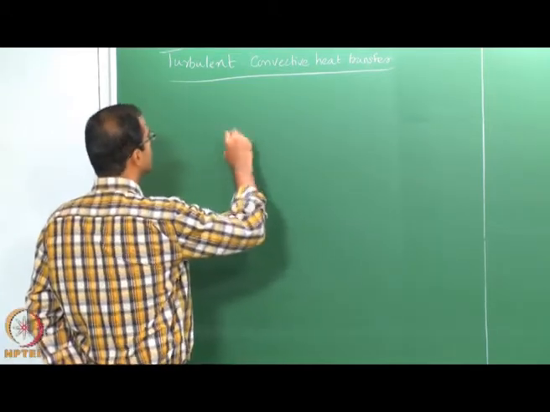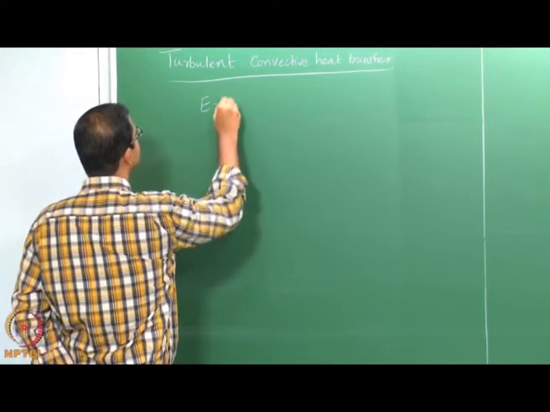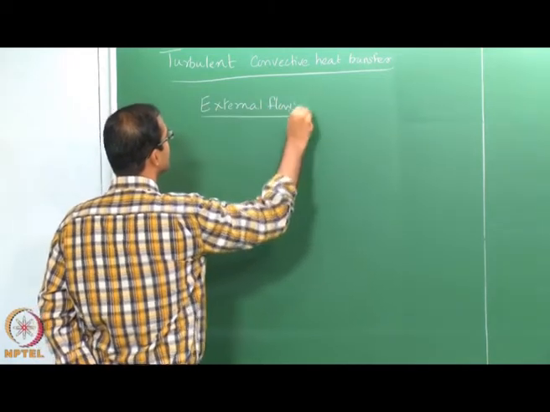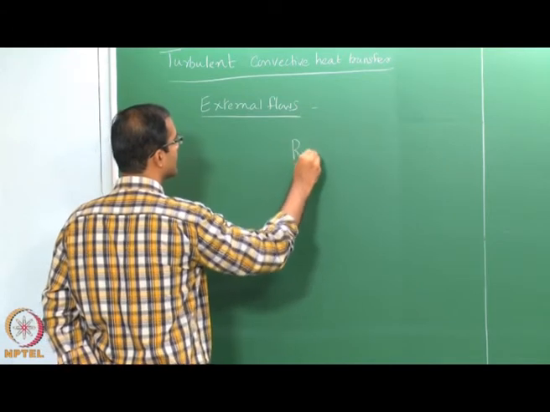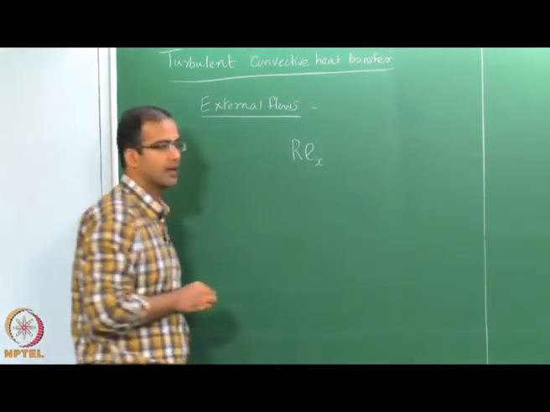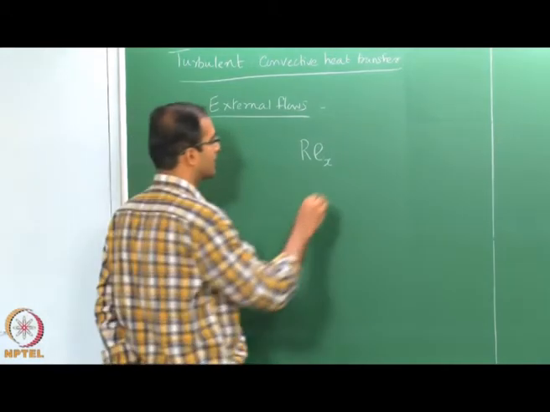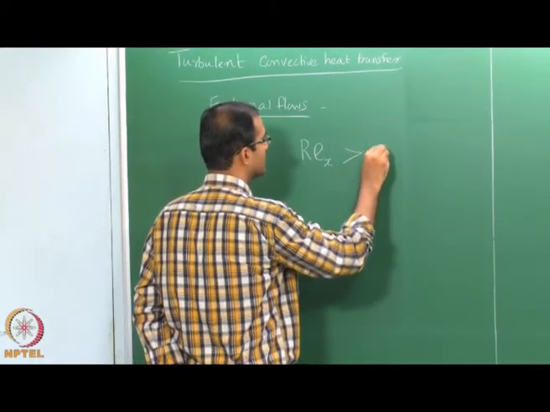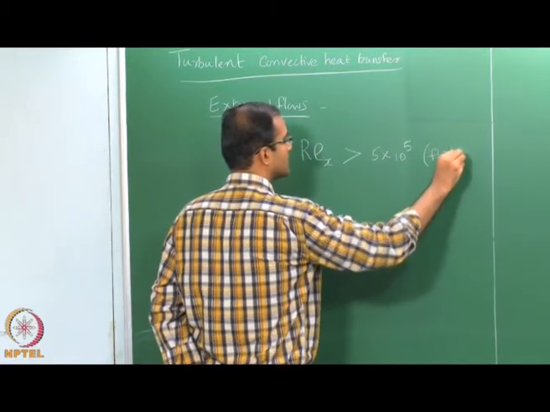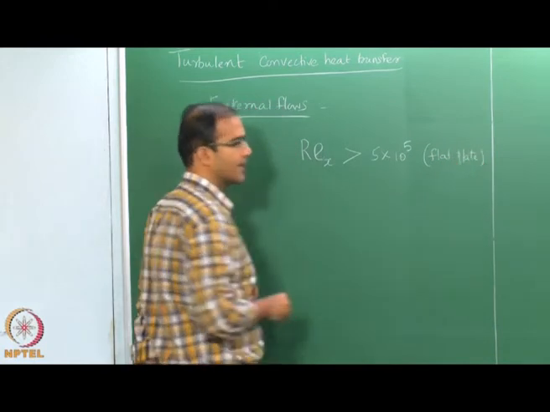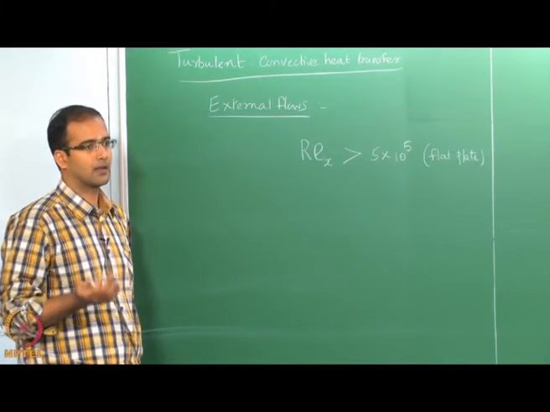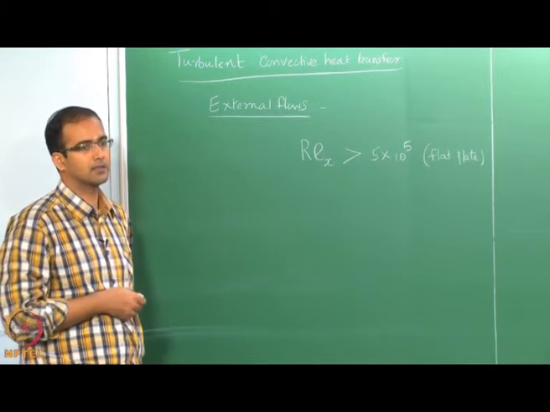So, if you look at external flows, we use the definition of Reynolds number, let us say the local Reynolds number, and generally if this local Reynolds number is greater than 5 into 10 power 5, this is for the flat plate, the flow tends to change from the regular streamlined laminar pattern to a more chaotic turbulent pattern.